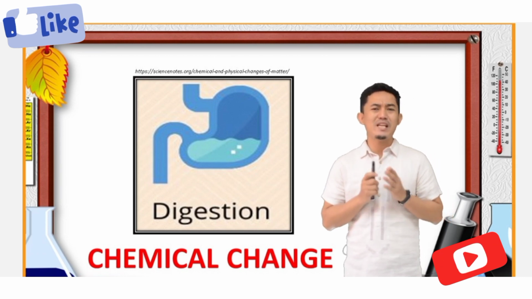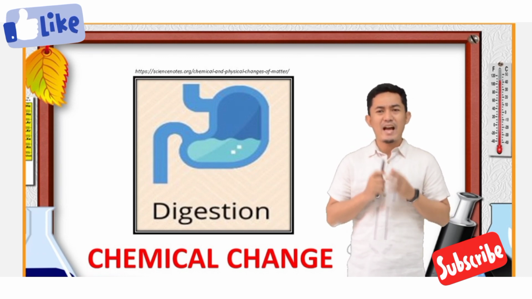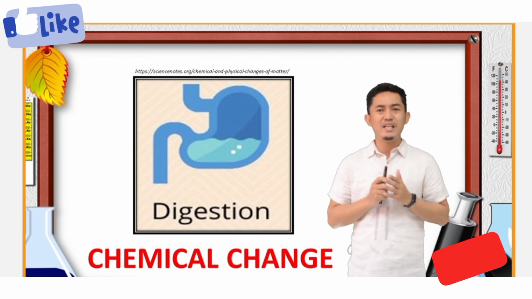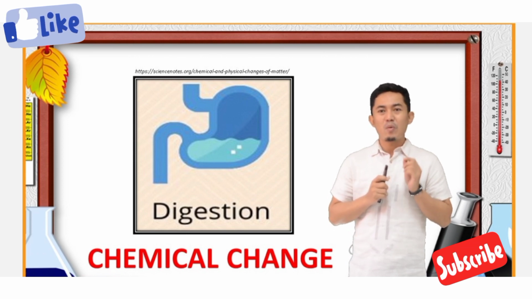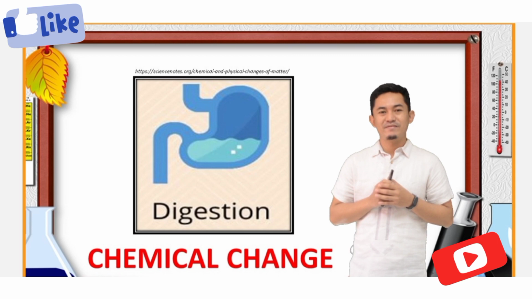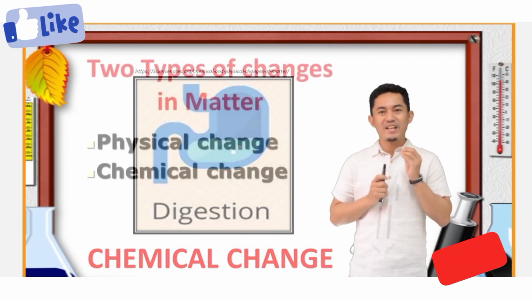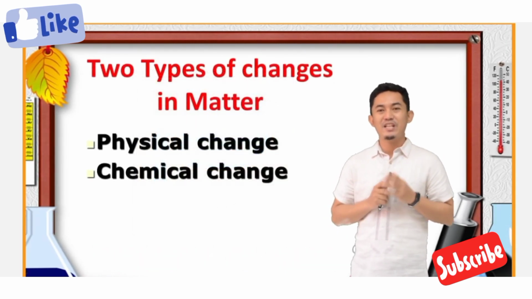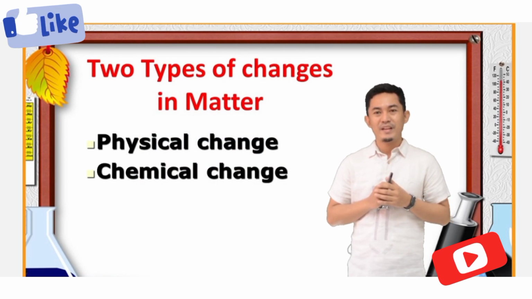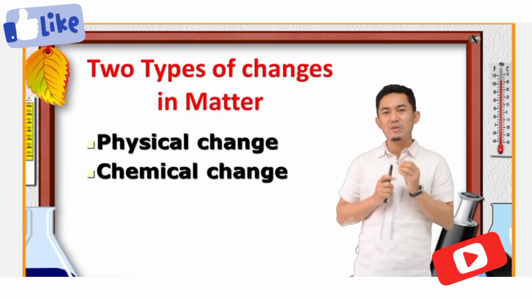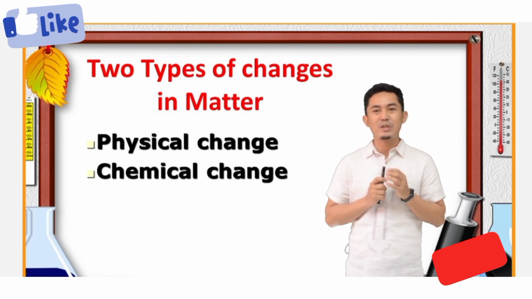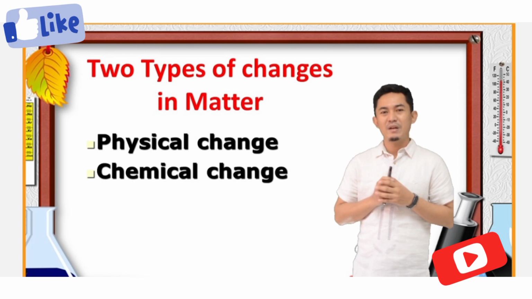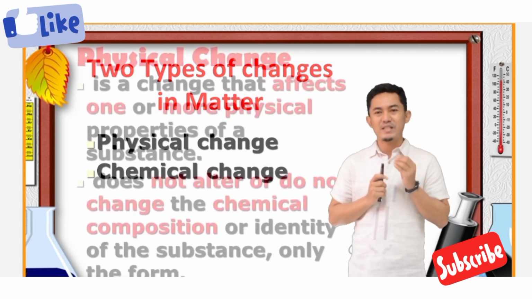After knowing those things in our discussion, I know that you now have an idea of what the two types of changes in matter are. Guess what? Exactly correct. They are physical change and chemical change. In order to understand those terms, let us first discuss the definition of physical change. What do we mean by physical change?